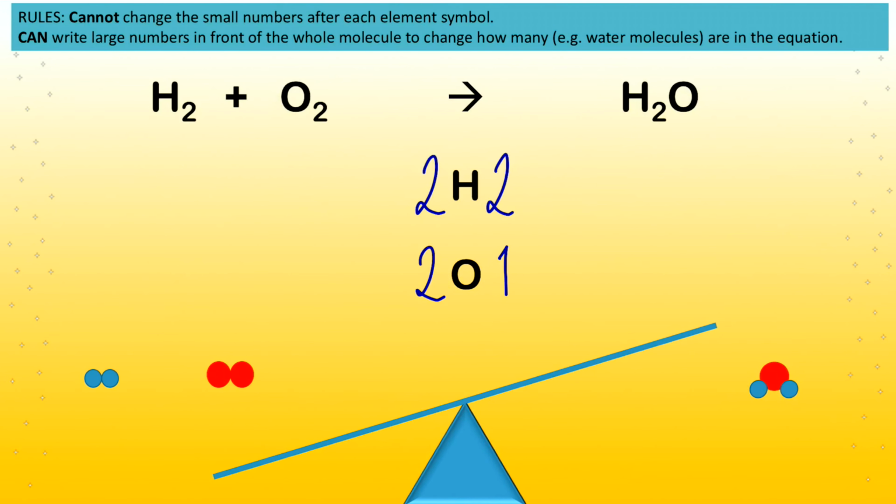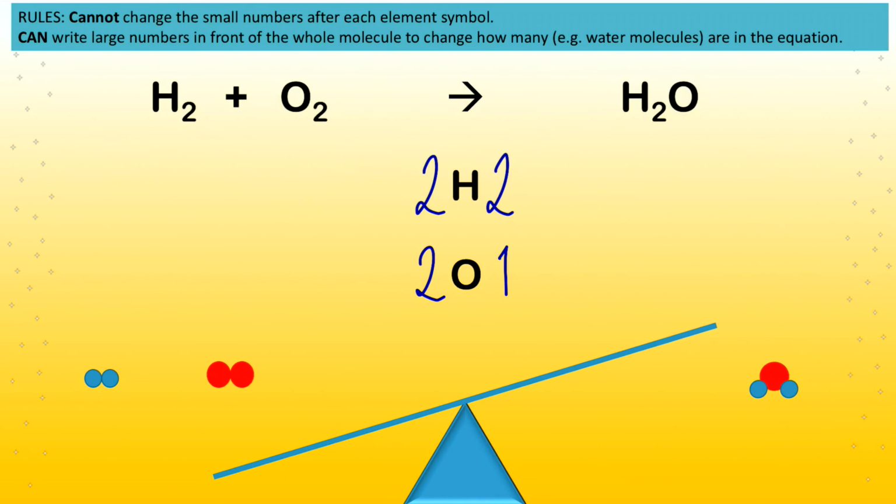So the first thing we need to check here and need to make clear is that we cannot change the small numbers after each element symbol. So we cannot change this 2, the 2, the 2, or the 1 here for the oxygen. We cannot change those because that would be changing the chemical structure of any of these molecules. So if we wanted to make it into H2O2 to balance this, for example, we cannot do that because that would be changing the whole structure of our molecule. So we cannot just add an extra oxygen atom into this molecule. We cannot do that because it changes the whole chemistry of the thing and it just won't work.